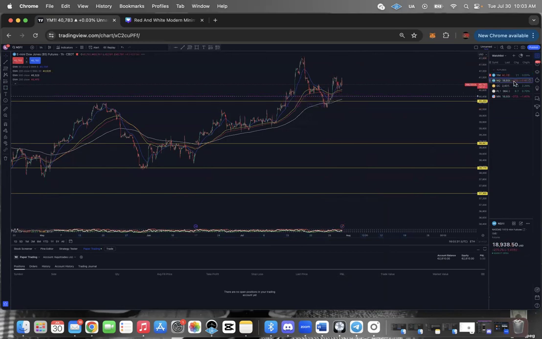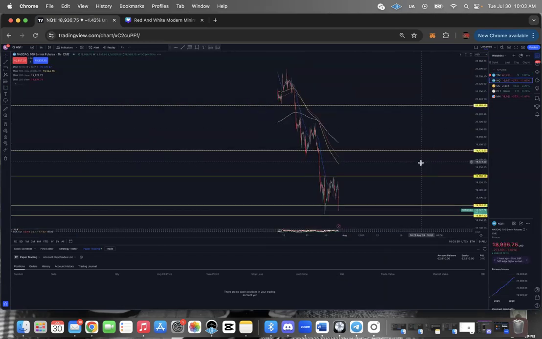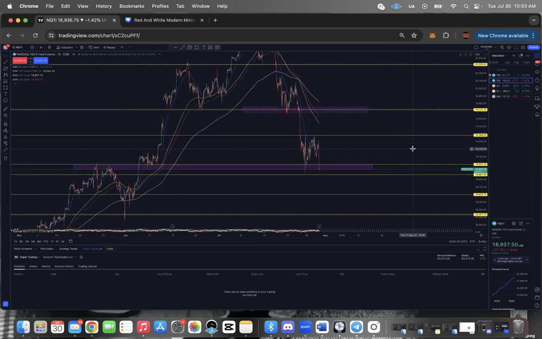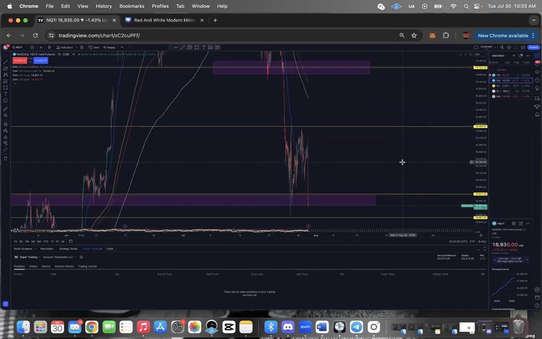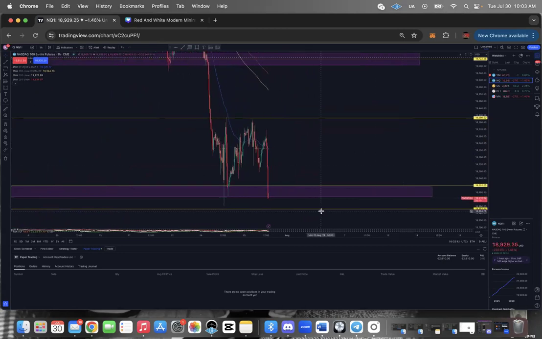So now let's go back to Nas, because that's what we marked up yesterday. And for instance, we are in a zone right now perfectly.